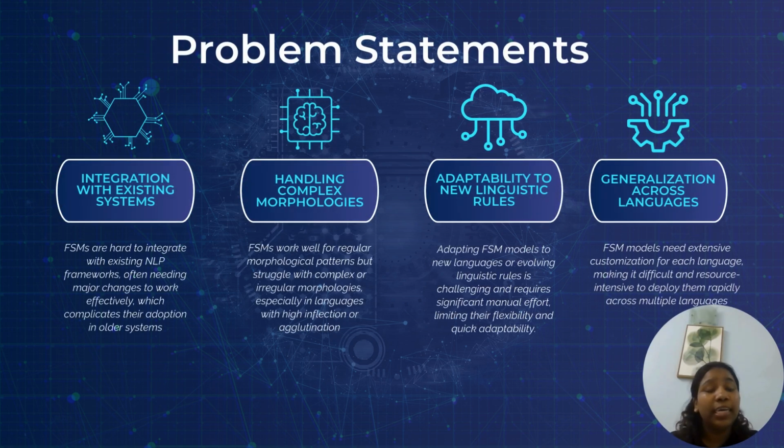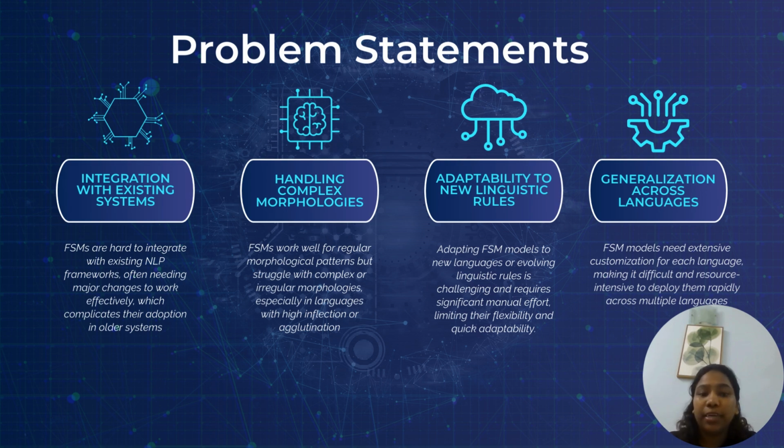Problem statements. Here are a few problems that can be identified when developing a morphological analyzer using FSM. Firstly, integration with existing systems. FSMs are hard to integrate with existing NLP frameworks, often needing major changes to work effectively, which complicates their adoption in older systems. Secondly, handling complex morphologies. FSMs work well for regular morphological patterns but struggle with complex or irregular morphology in rich languages, especially languages with high inflection or agglutination.